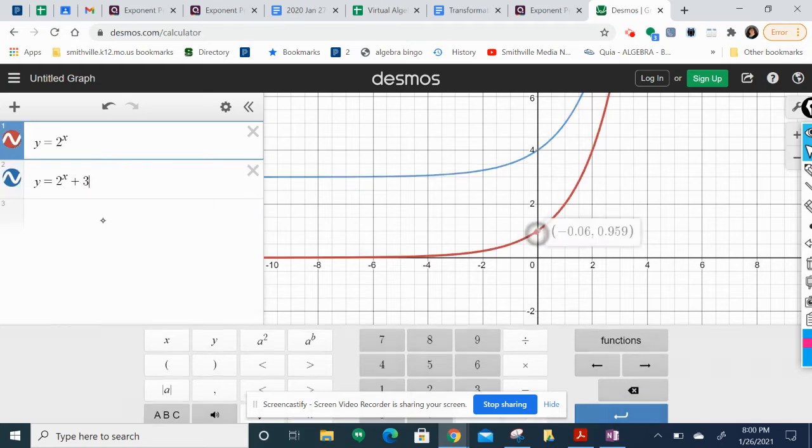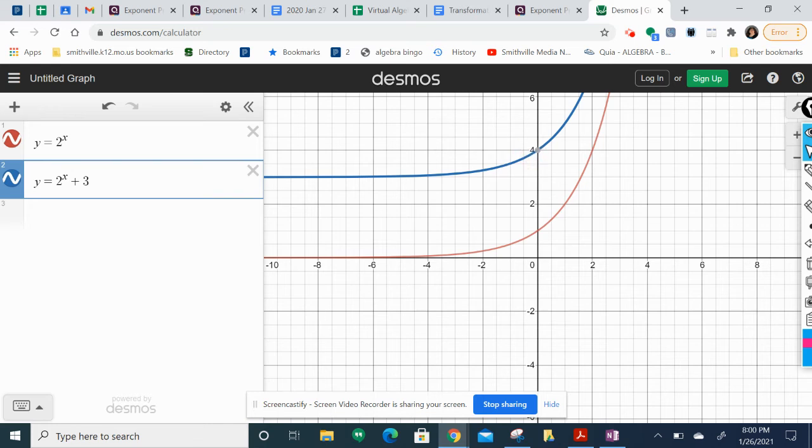Does anyone notice about my y-intercept here? I changed. I was at 1, and now my y-intercept is at 2, 3, 4. So it was at 1, now it's at 4. Does anyone see that I've taken that whole graph and just shifted it up 3 units? So where it was flat here on the x, now you can see it's flat here almost at the 3. Interesting. Let's try the next one.